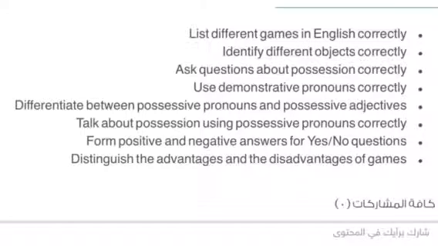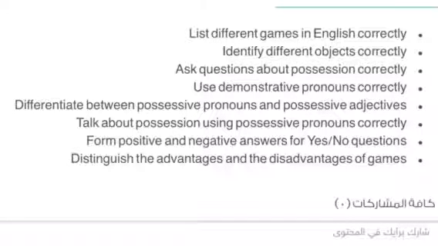Number 2, identify different objects correctly. So here we are going to identify different objects. What's this? This is a DVD. What is that? That is a remote control, and so on.